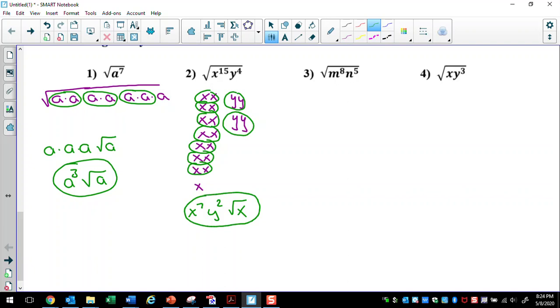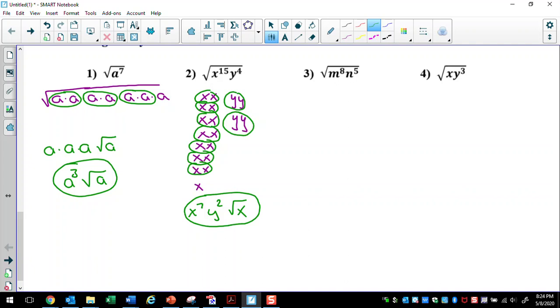And again, the short way, following that pattern, is how many times can 2 go into 15? Well, 2 can go into 15 7 times. And since it's odd, there's 1 left over. 2 can go into 4 2 times. And then it's even, so there's none left over. All right, let's try this one here.